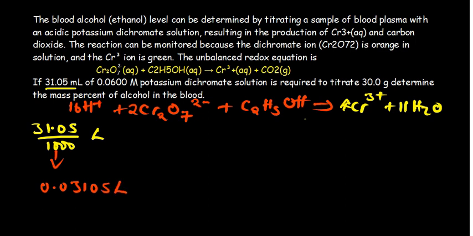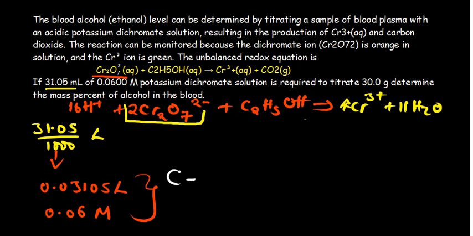The concentration has already been given as 0.06 molar. This information is for the potassium dichromate, which we've already balanced. So we should be able to determine the number of moles of our potassium dichromate that were used to titrate the 30 grams of the blood plasma. All in all, we understand that concentration gives you the number of moles dissolved in a volume, right?